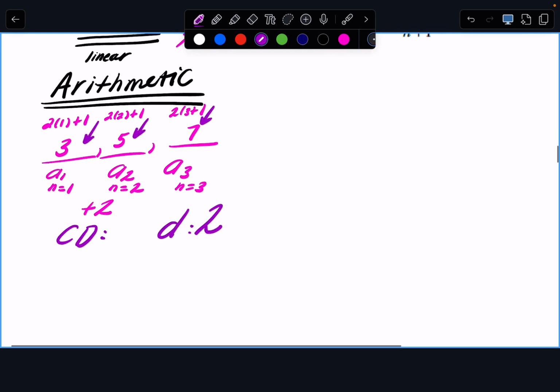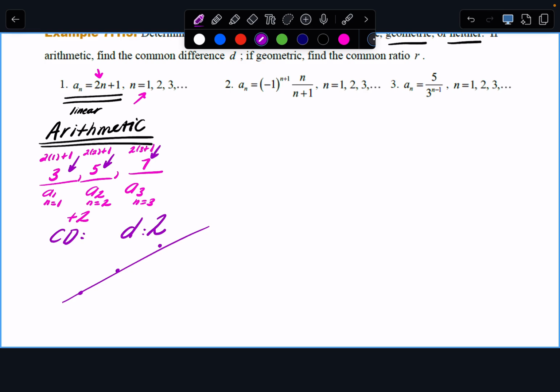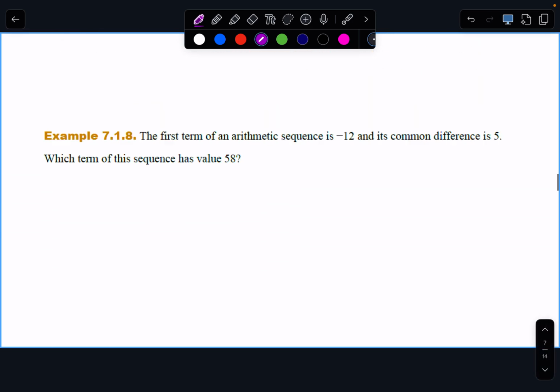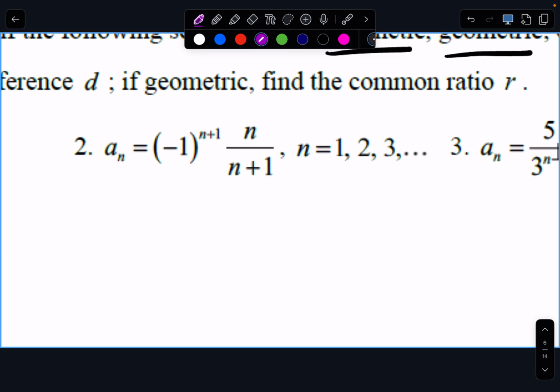Now if it said graph this, you would just go like this. Guys, if they just said graph this, just go 3, 5, 7. Creates a line. You know what I mean? Don't make it anything better than that. Okay, look at number 2.